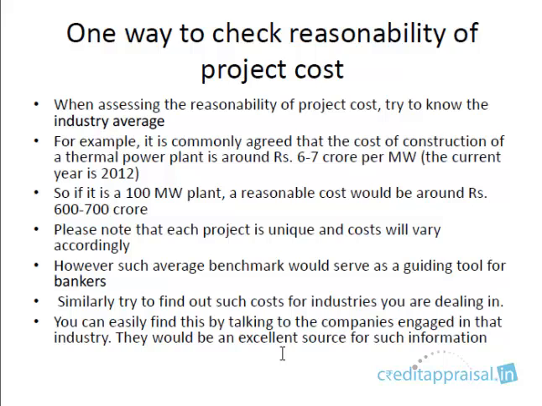So with this we come to the end of the segment. In the next segment, that is 7.6, we'll be discussing means of finance.